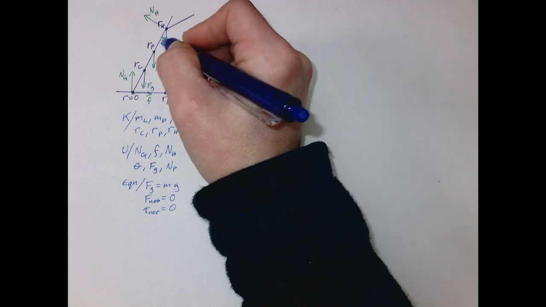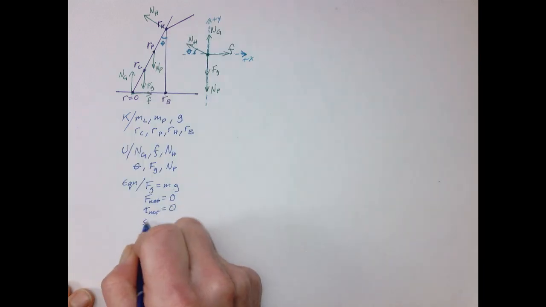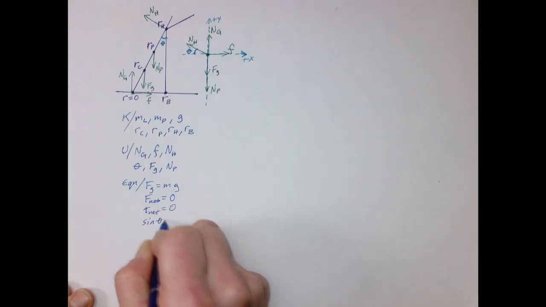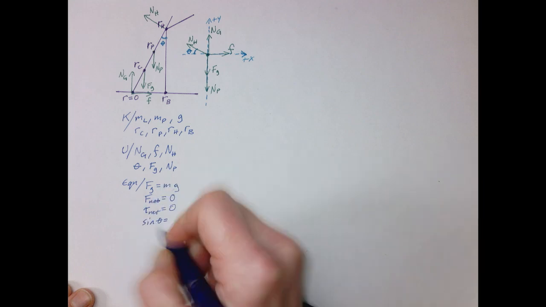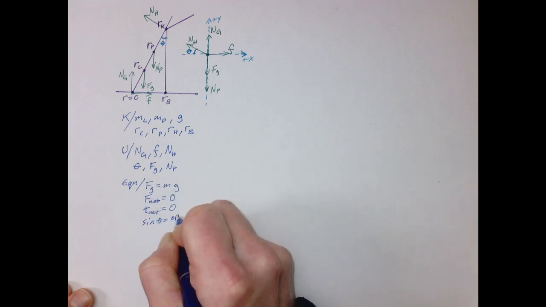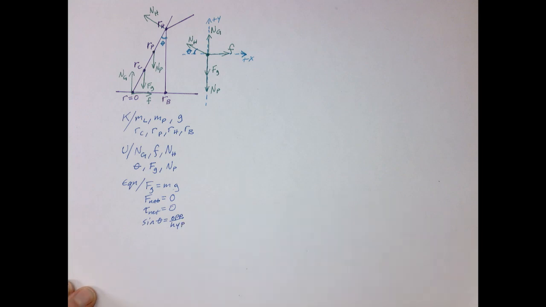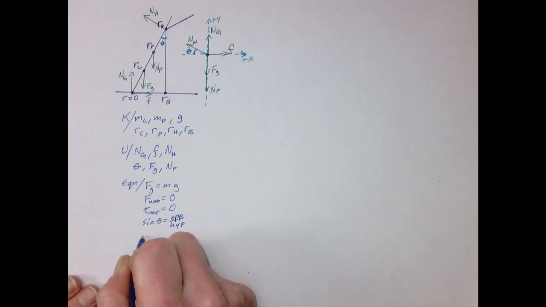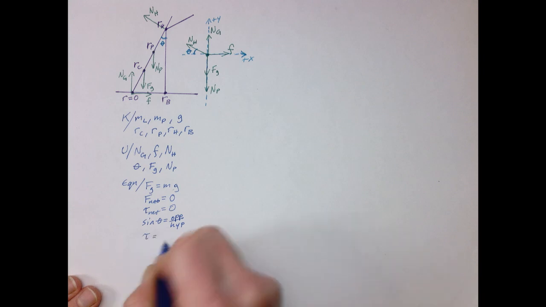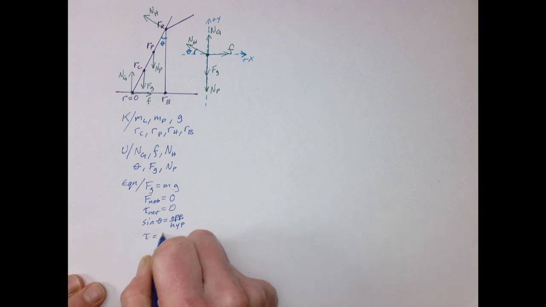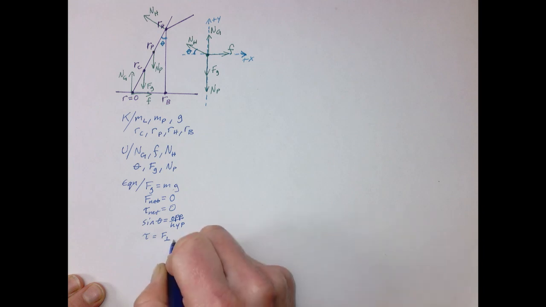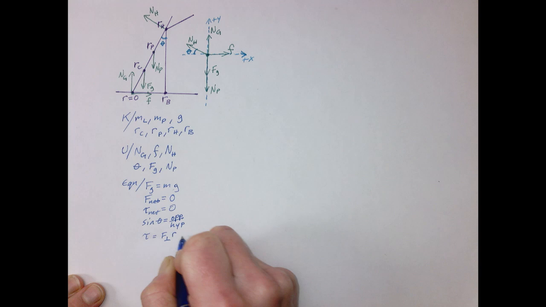And we'll need the trig identity. Sine of theta equals the opposite side over the hypotenuse. We also need an equation for torque. Torque is equal to a perpendicular force applied times the distance from the pivot to the point where that force is applied.